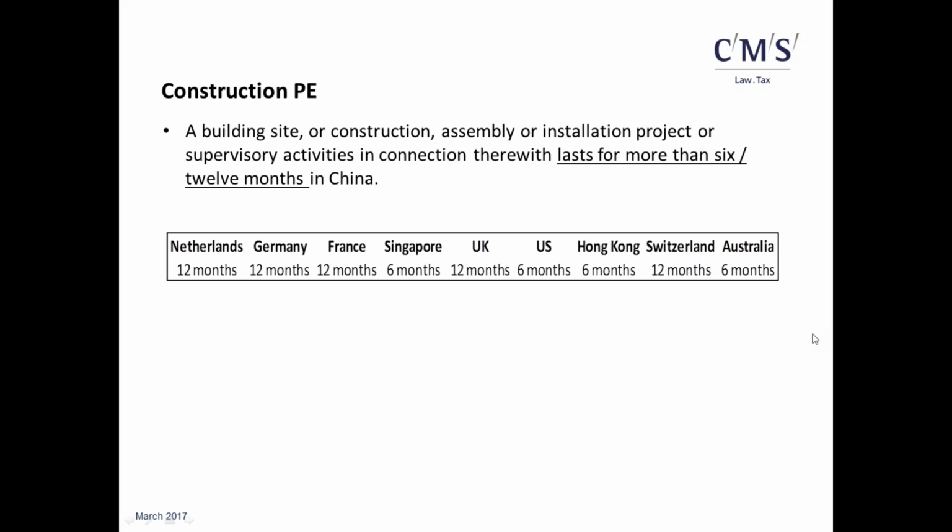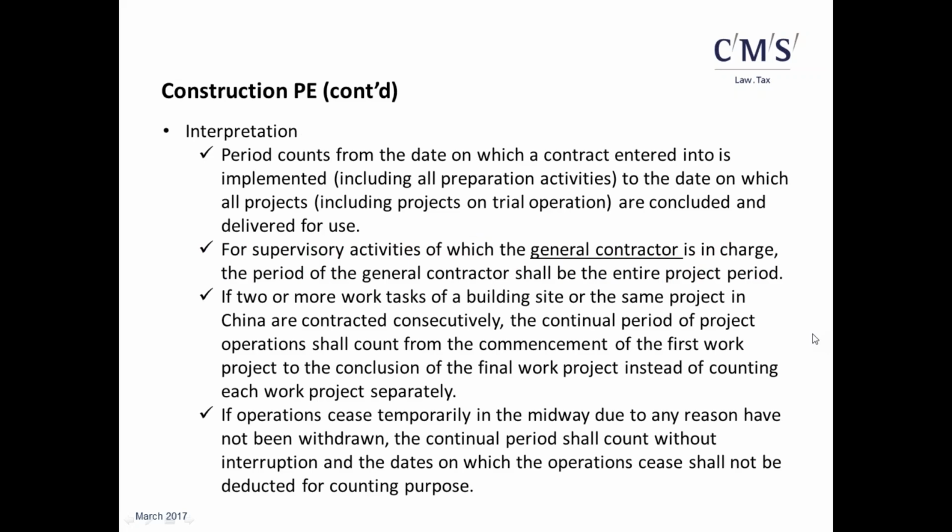Under such a circumstance, you may have a check whether, for example, if a foreign enterprise dispatches any engineers or some building workers to China to work on a building site or work on an installation project, they need to check whether the time threshold for such a project exceeded the 12 months or the 6 months. If they exceed, then a permanent establishment will be constituted in China, and they need to pay corporate income tax in China. And next slide.